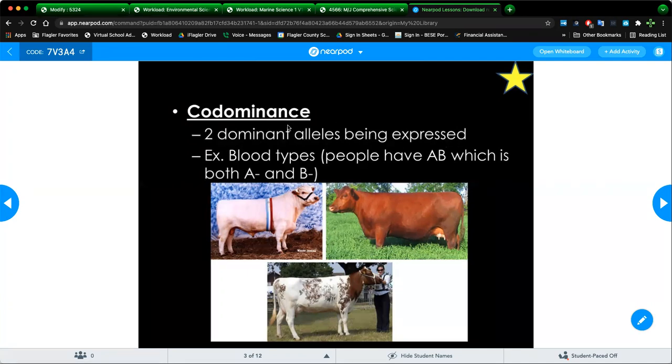So instead of having big A, little a, you could have big A and big B, or something like that. Blood type is an example, because people can be blood type A, blood type B, or blood type AB.